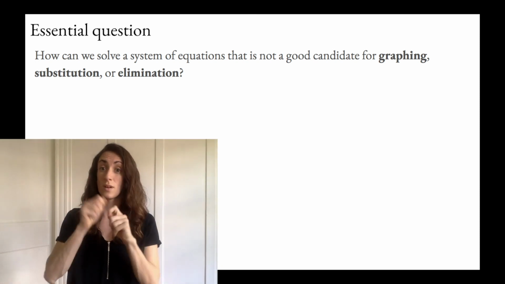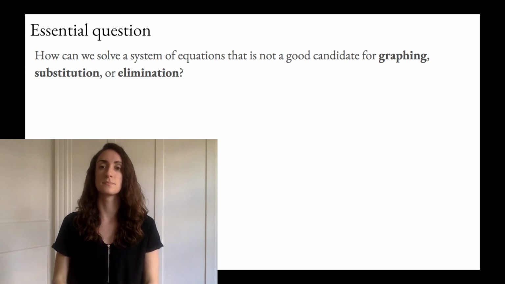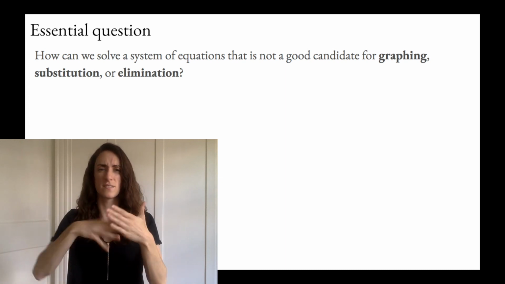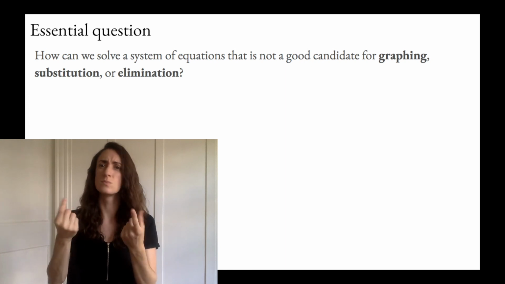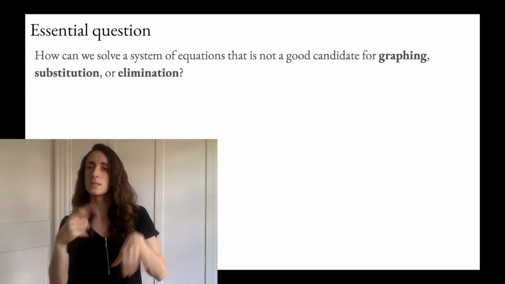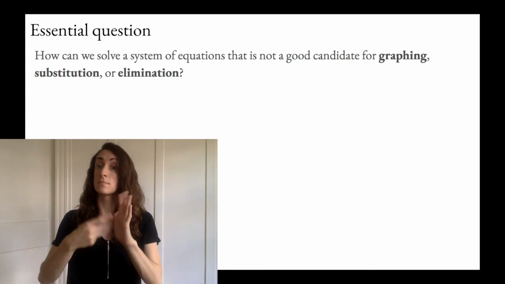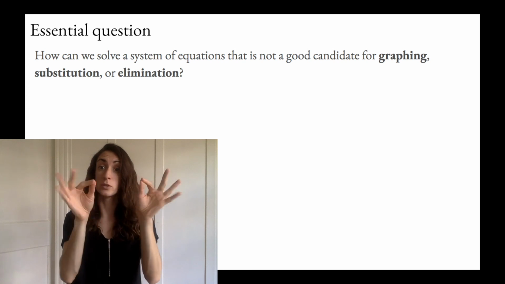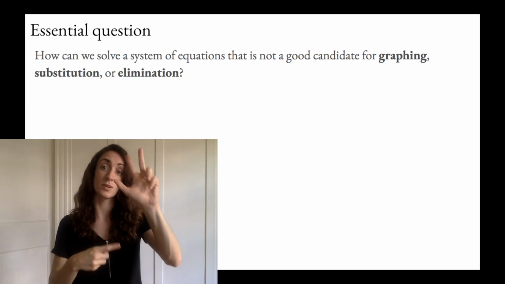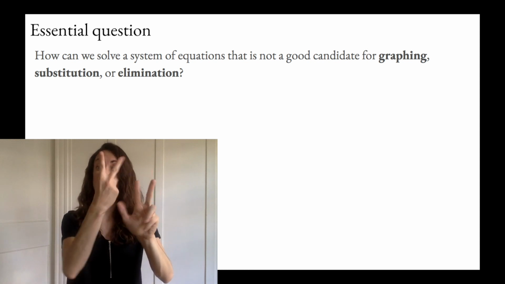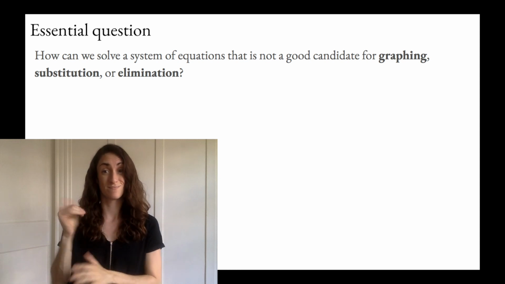So now to wrap up, let's think about that question from the beginning of the video again. If we have a system of linear equations, and it's not a good candidate for graphing, or the substitution method, or the elimination method, what can we do? Well, we have to tweak the system a little bit to make it a good candidate for elimination. And we do that by choosing either the x coefficients or the y coefficients and multiplying the equations to make those coefficients the same number or opposite numbers. So if we have 3 and 6, we can multiply 3 times 2 and we'll get coefficients of 6 that can be eliminated.